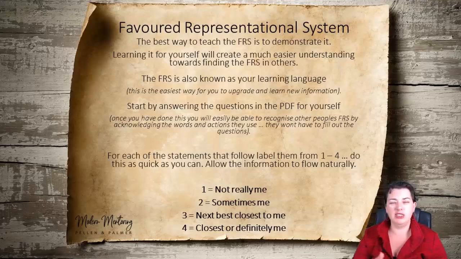So 1 is not really me. Number 2 is this is sometimes me. Number 3, this is the next best closest to me. And number 4, this is the closest or definitely me. So go and do that now. Pause this video, go and do that now, and then move on to the next step.